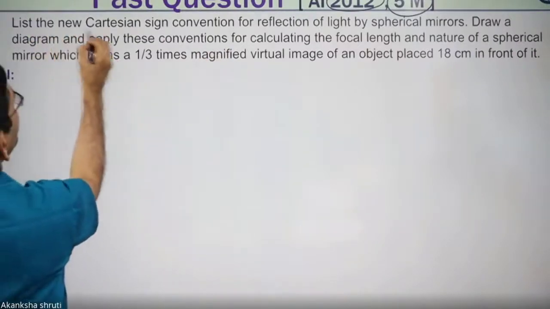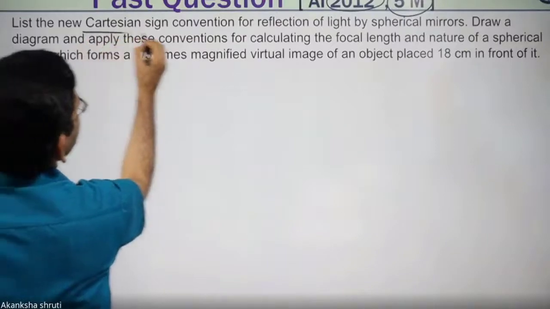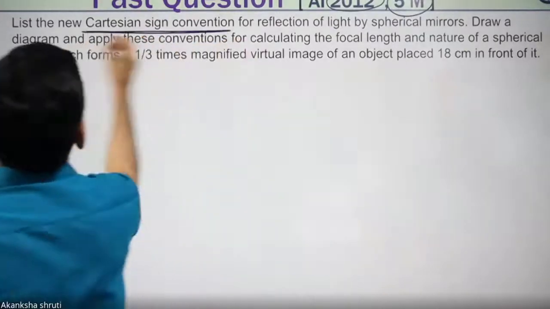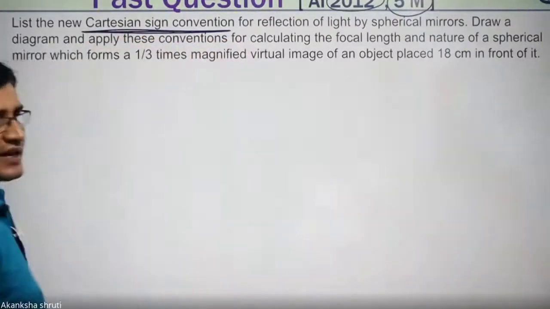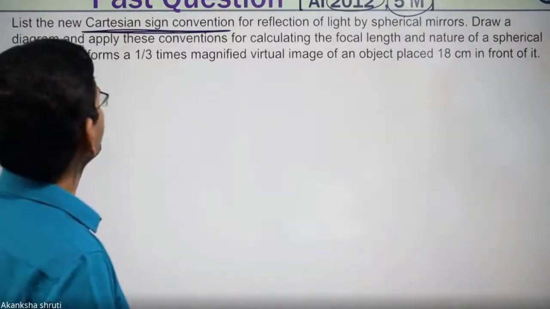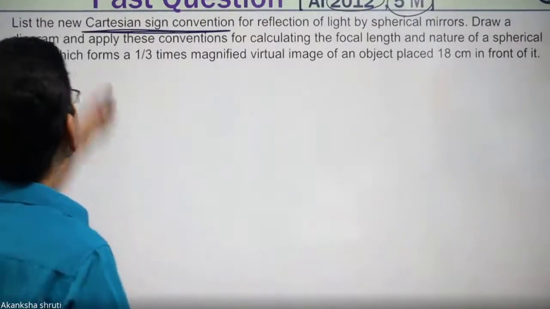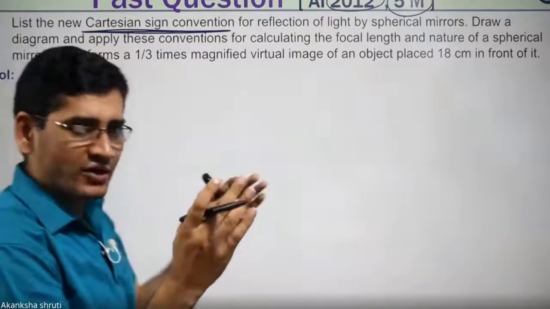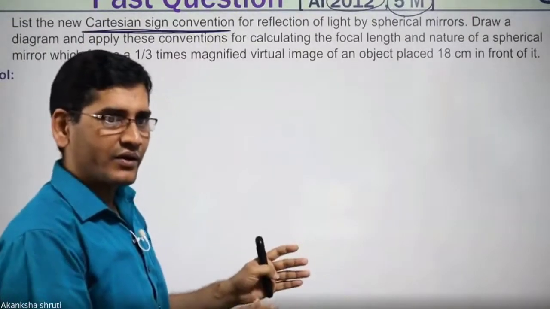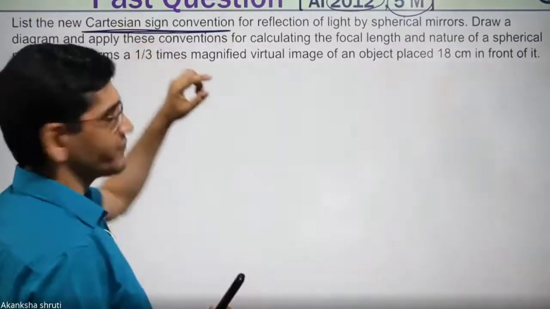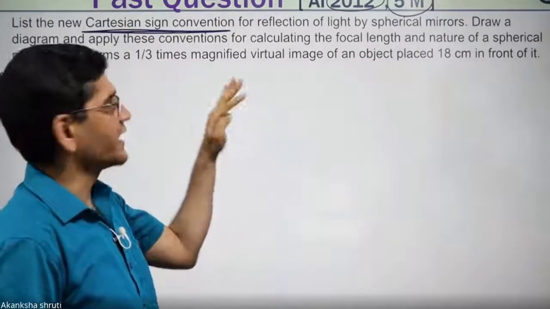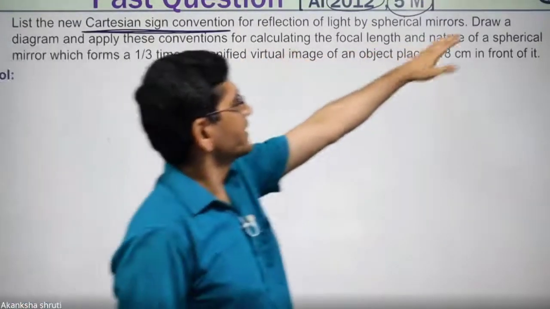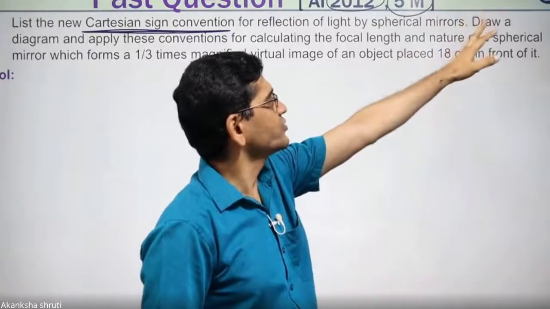List the Cartesian sign convention. So sign convention we have to write. Rectangular or Cartesian mean the same thing, of reflection. So the sign convention means you have to write down that table, along with the 6 rules that I had told. That is over. This part is not required to do.